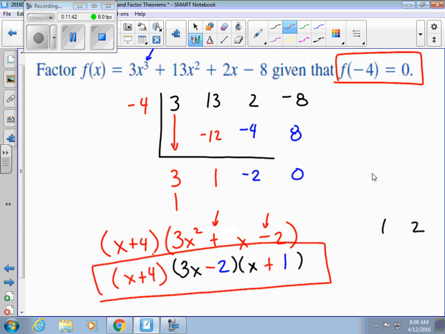So these are your 3 factors of the original problem, 3x cubed plus 13x squared plus 2x minus 8, given that f of negative 4 is 0. Again, this is just synthetic division from yesterday, and then factoring out a trinomial after. So I know this looks confusing, but it's really not. It's what we did yesterday, plus things we did several months ago in this class. The only thing that's added from yesterday is you have to understand that you're going to divide by what that number is right there, negative 4. And then the factor is the opposite of that, x plus 4.